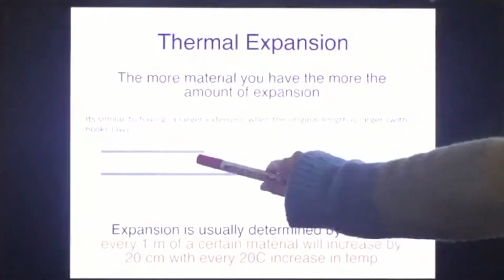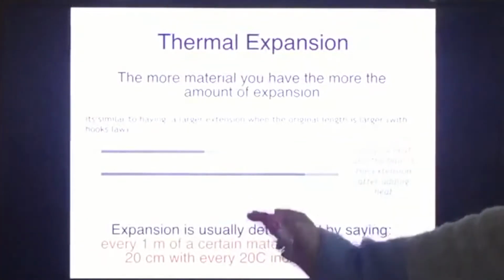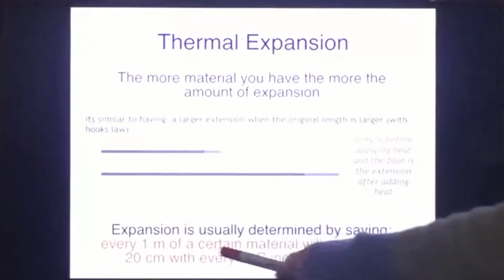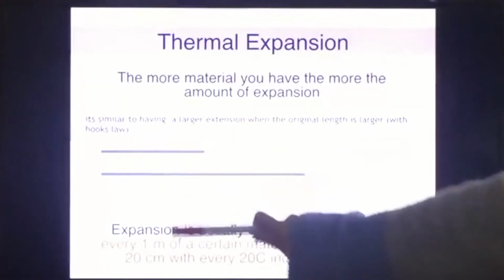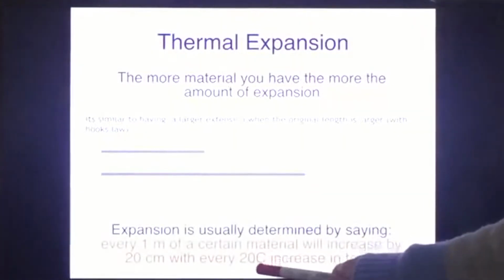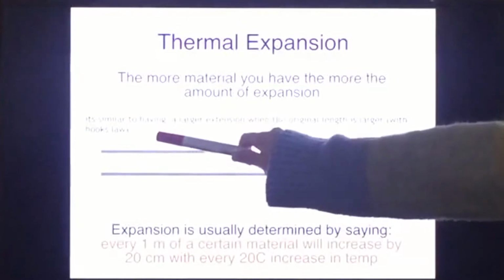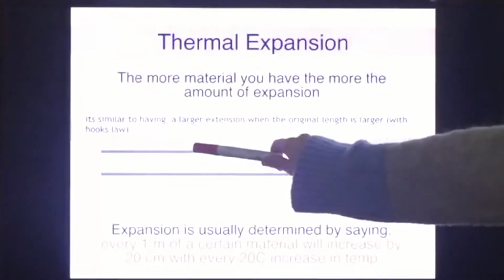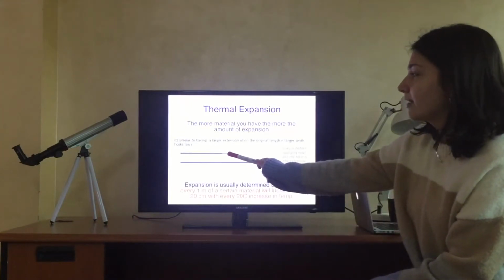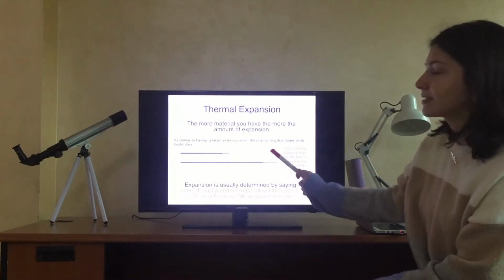So this is, for example, 1 meter of an object. This is an example. Every material will be different. If, say, we say every 1 meter of a certain material, whatever material you want to say it is, will increase by 20 centimeters with every 20 Celsius increase in temperature. So say we were at 100 degrees, it was 1 meter long, and then we increased the temperature to 120 Celsius. This is the new length. If you started off with twice the length, you're going to end up with twice the extension.